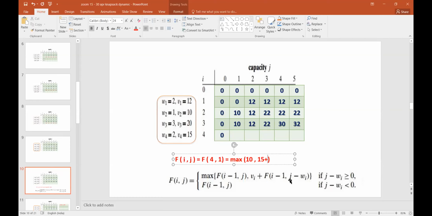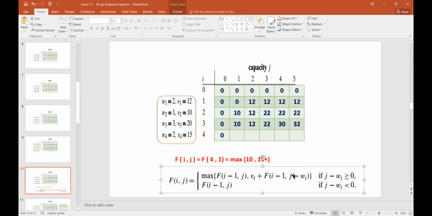j minus wi. What is j? This is 1. 1 minus wi. What is wi? Weight of the ith object, that is, the weight of the fourth object. So i minus 1 is 3, and j minus wi, with j being 1, minus the weight of the fourth object, is 1 minus 2, which means minus 1.